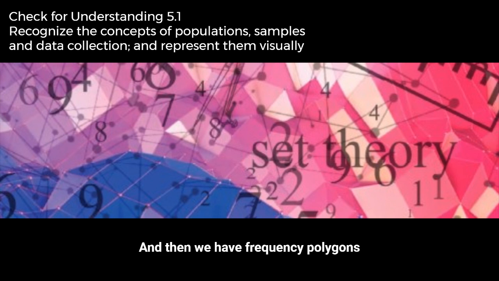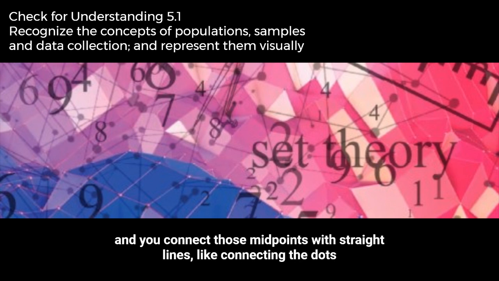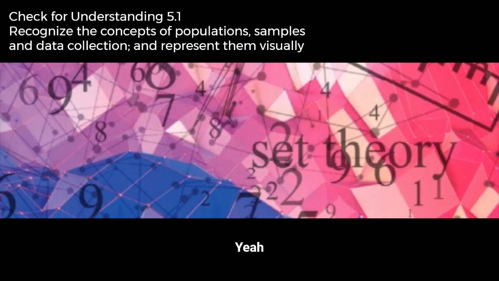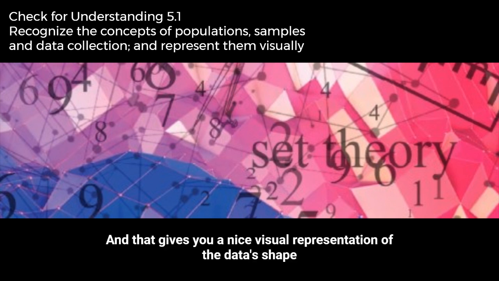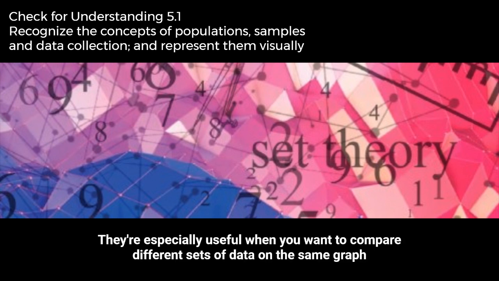Exactly. And then we have frequency polygons, which are basically line graphs. You take the midpoint of each bar in a histogram, and you connect those midpoints with straight lines. Like connecting the dots. Yeah. And that gives you a nice visual representation of the data's shape. They're especially useful when you want to compare different sets of data on the same graph.